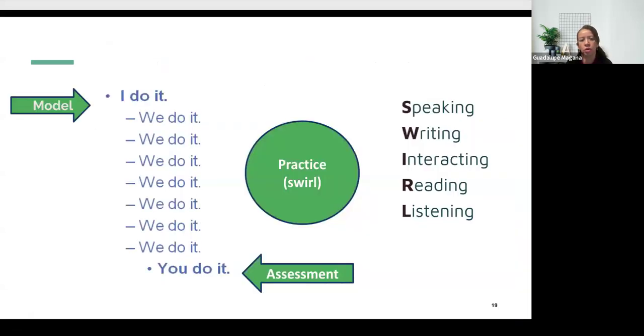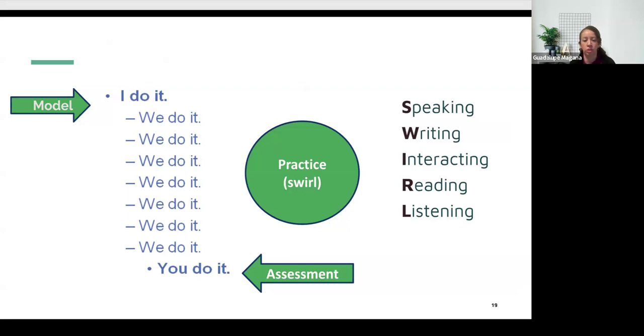Here's one that we also talk about, what we call the swirl. This activity started with only the 4 domains, like the WIDA: speaking, writing, reading, and listening, and then later on they added the interactive. And so it's more like I do it, we do it, and you do it.